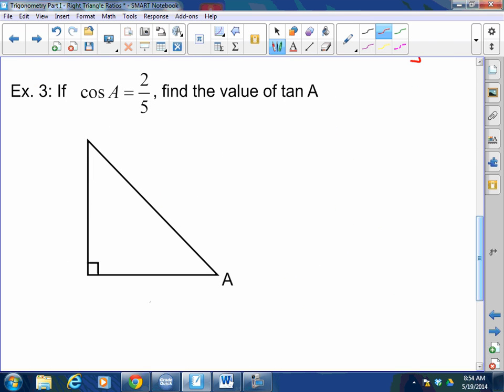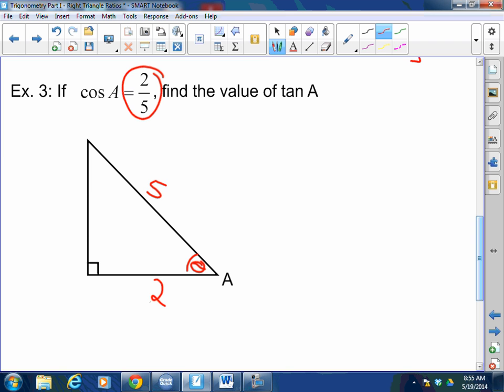Okay, what if I do this? The cosine of A is 2/5. Find the tangent of A. Think. We're coming from angle A, right? That's my theta right here, A. The cosine from angle A, isn't cosine adjacent over hypotenuse? So isn't the adjacent 2? Isn't the hypotenuse 5? Do you guys see that?